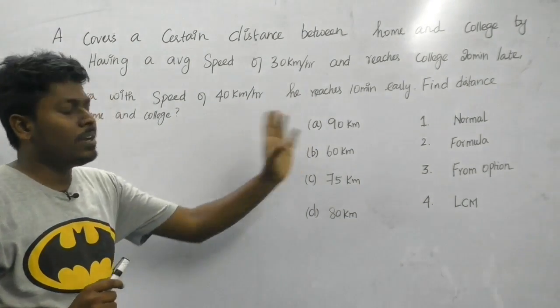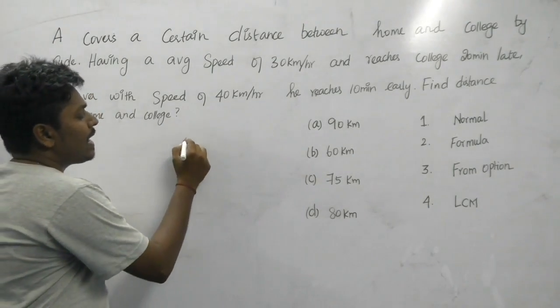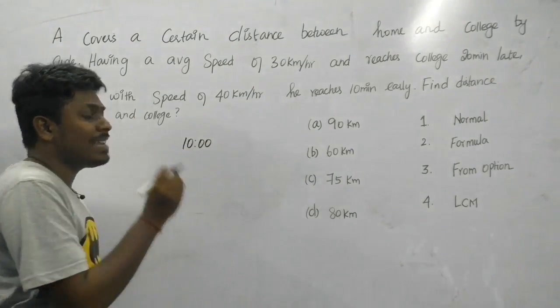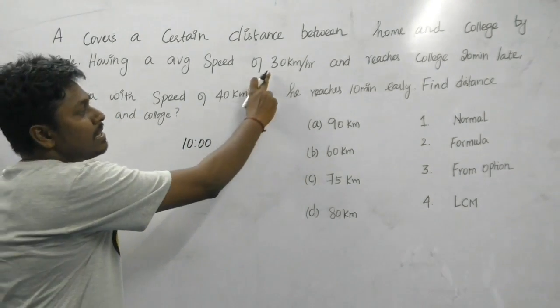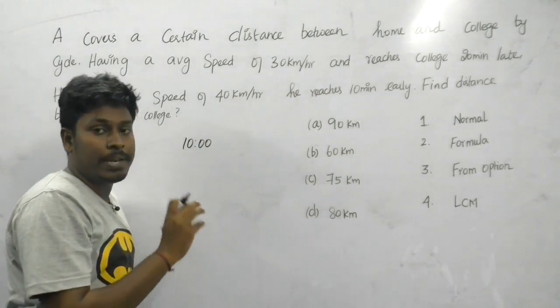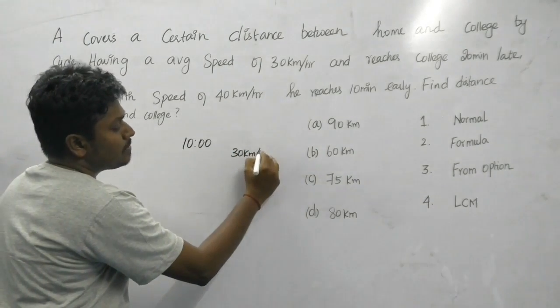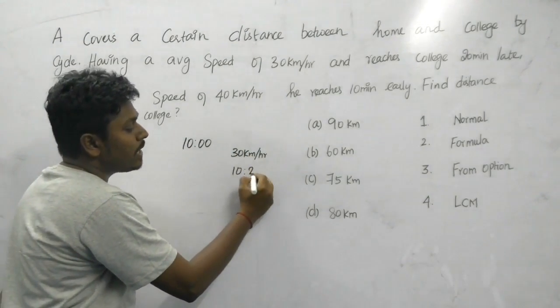First, we can go for the normal procedure. Friends, remember that we can take an exact time, that is 10 a.m., the exact time at which we should reach the college. But in the first case, if he travels at 30 kilometers per hour, he is late by 20 minutes. So he will reach college by 10:20.